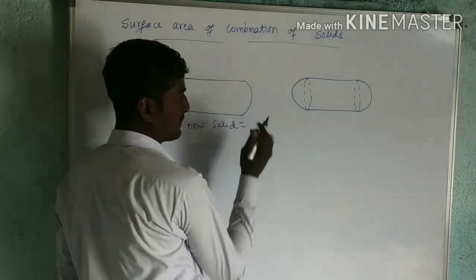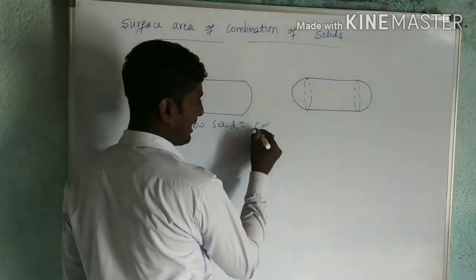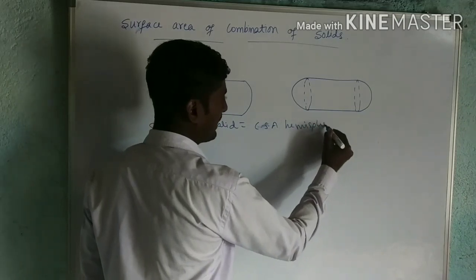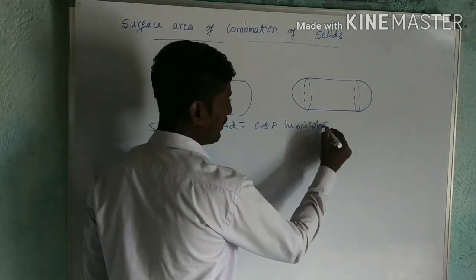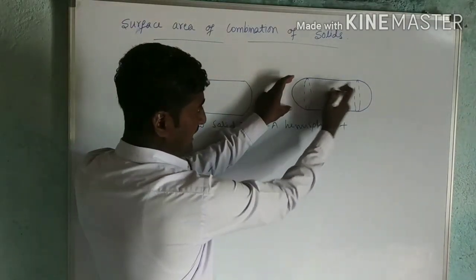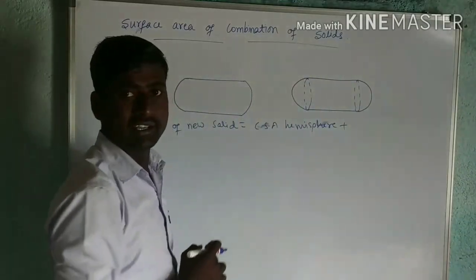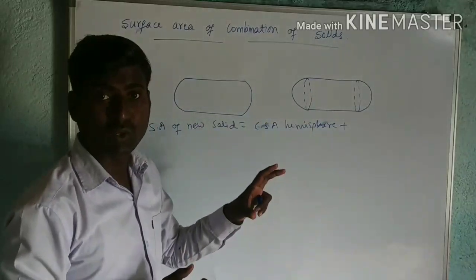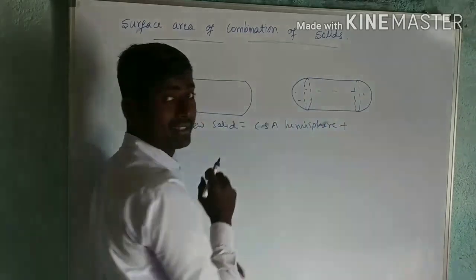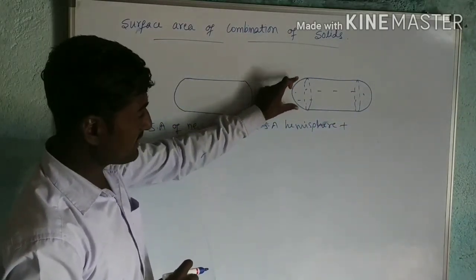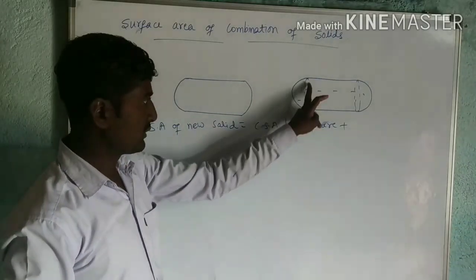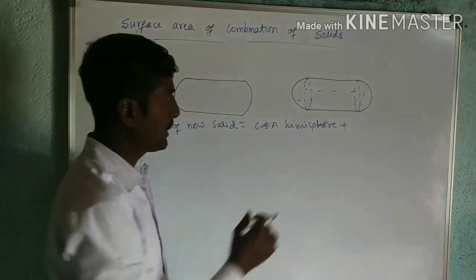First I will consider this hemisphere. The area of this hemisphere I have taken as curved surface area of hemisphere. Why have I taken only CSA? Because here inside is open, it is not closed. The base of the hemisphere is not closed, because petrol or diesel will be there. That's why I have taken this area as CSA, not TSA. If this is closed, then I can take it as TSA.